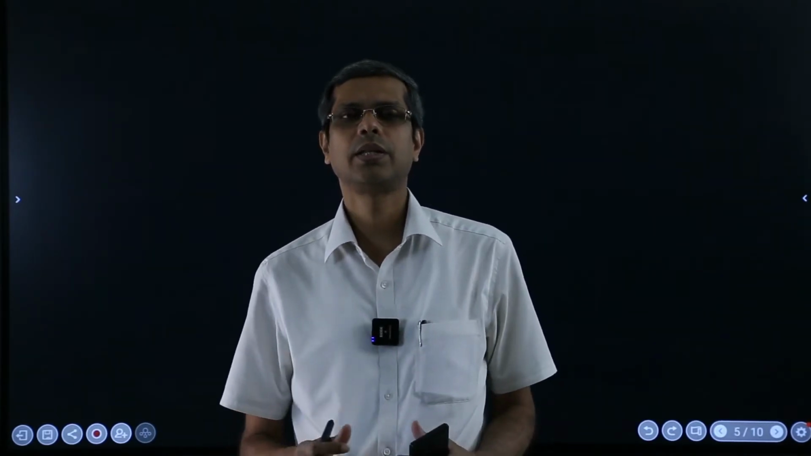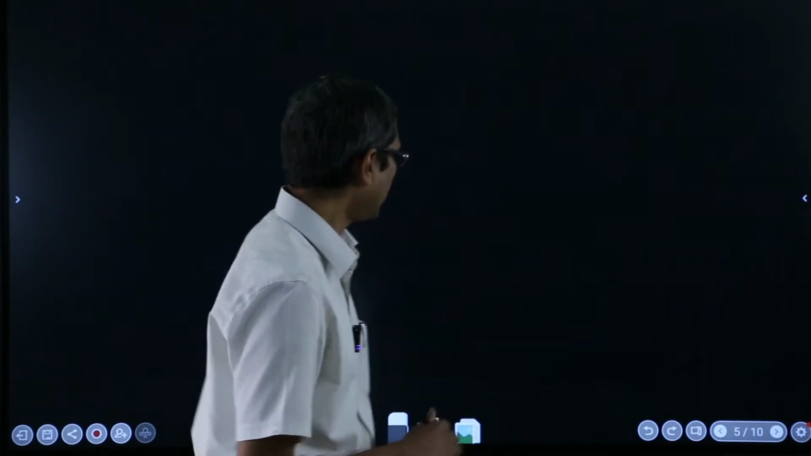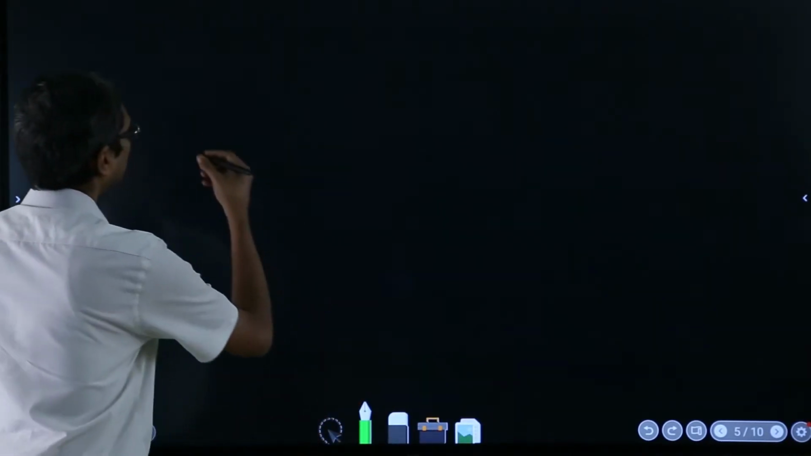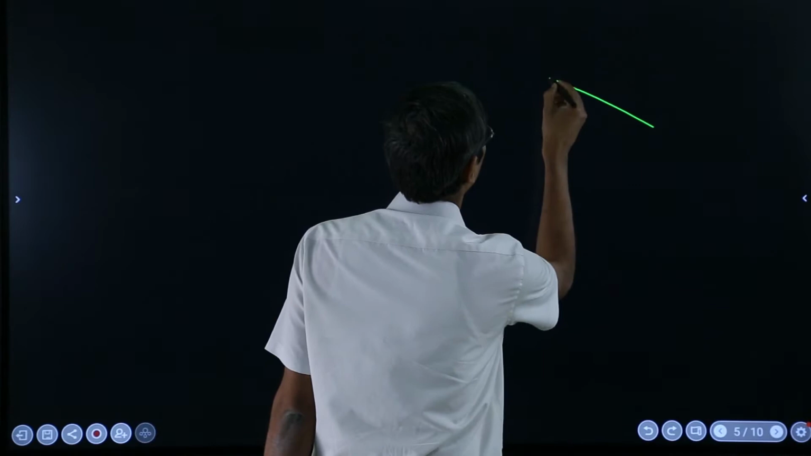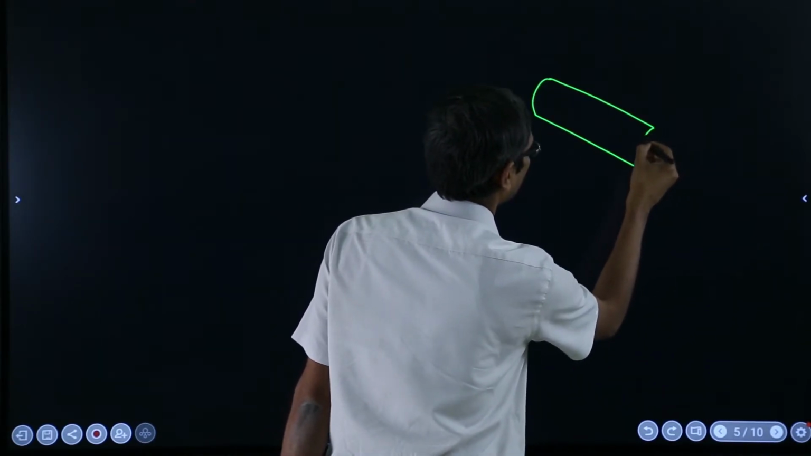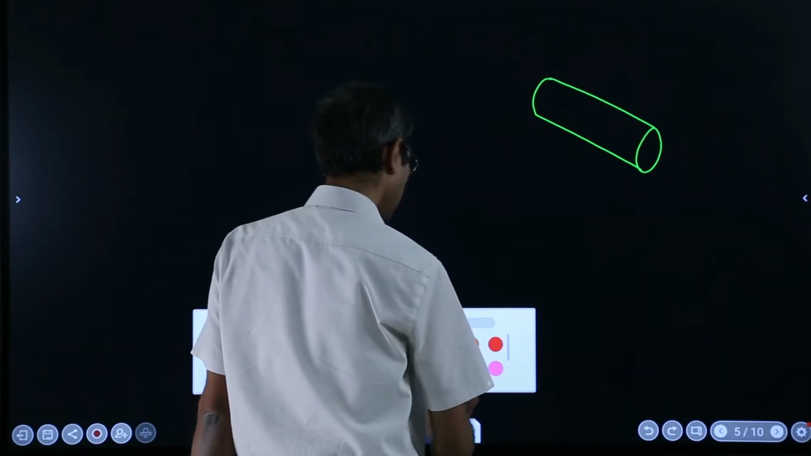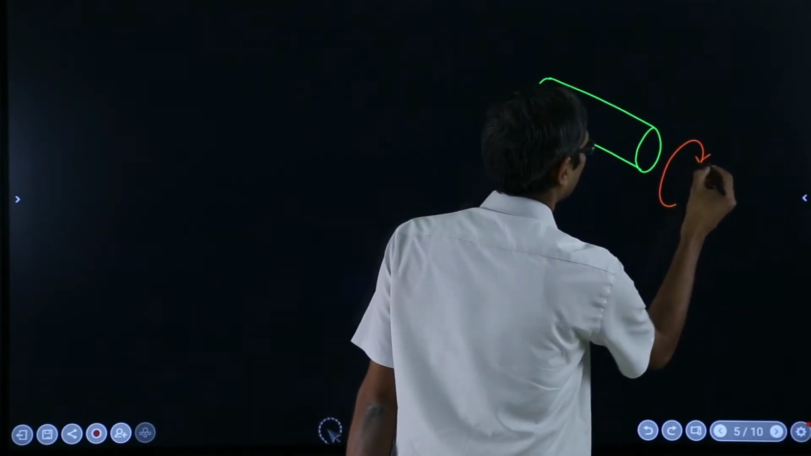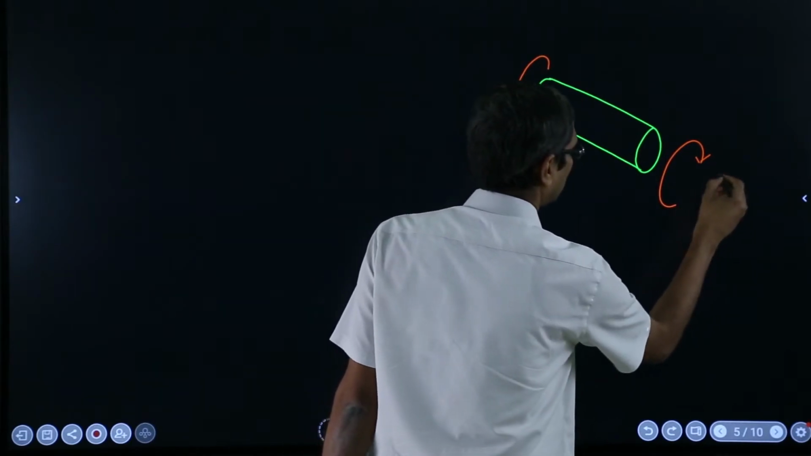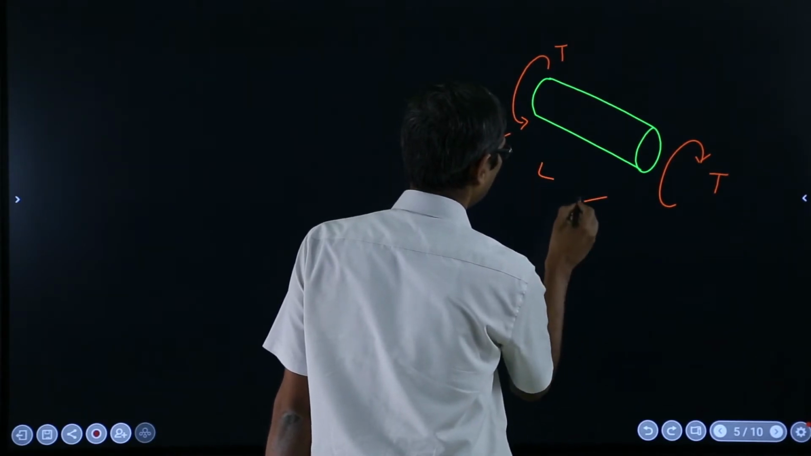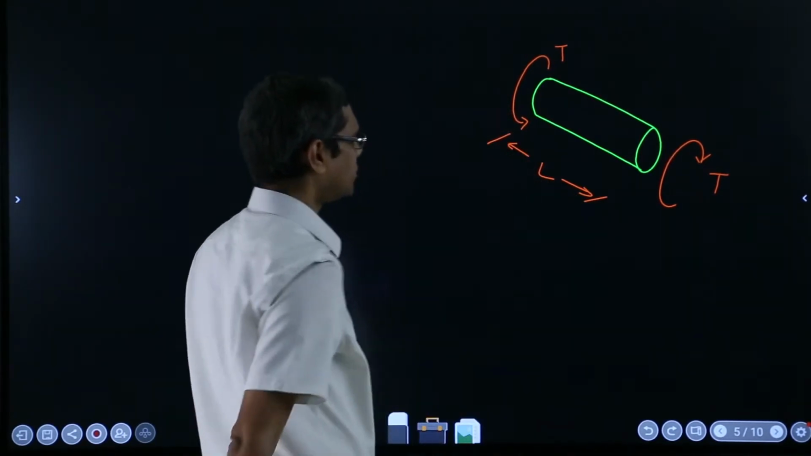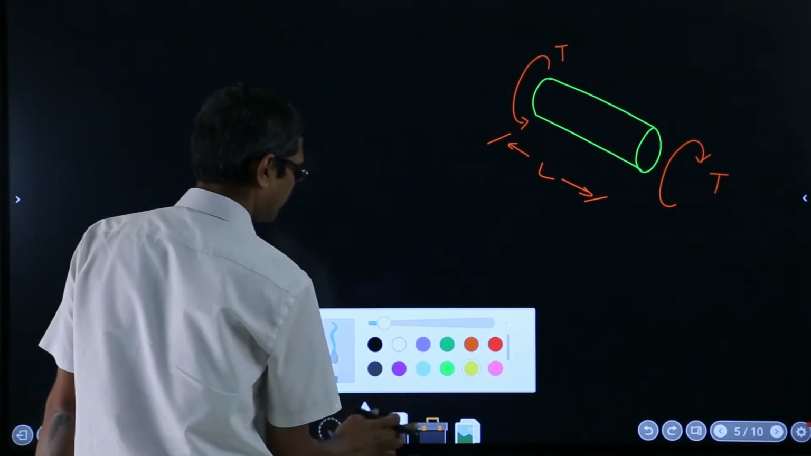In the previous segment, we discussed the deformation under pure torsion of a shaft. Let me draw the canonical configuration again. So, this is our canonical configuration: a uniform shaft, equal and opposite torque, length L.